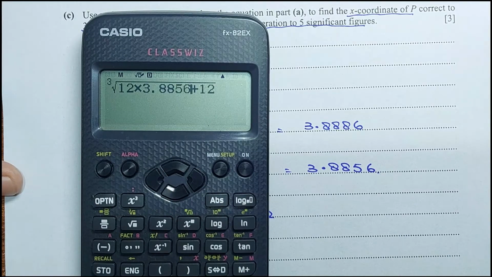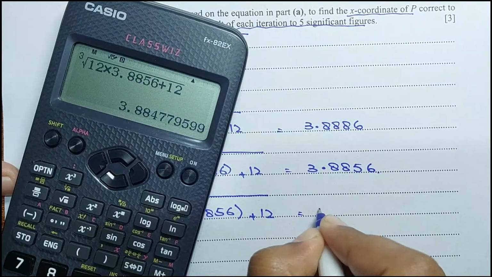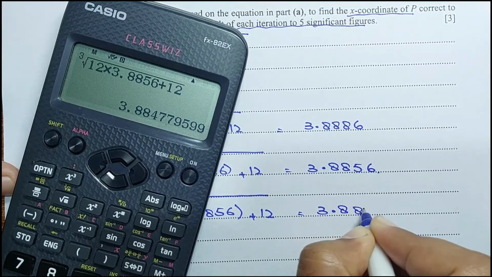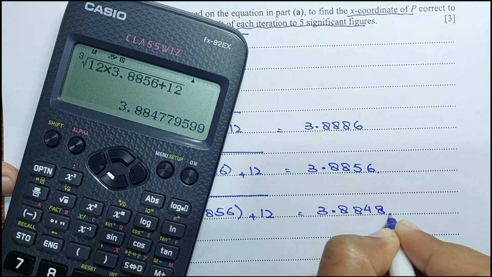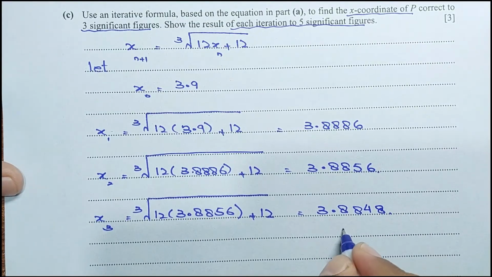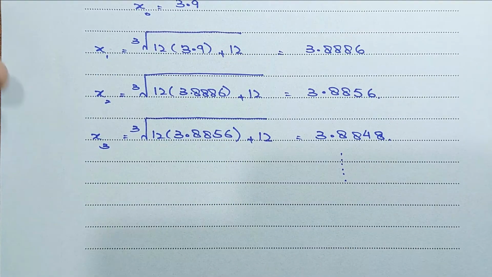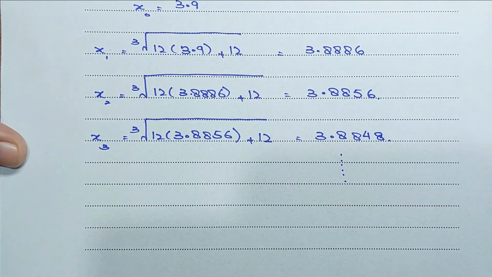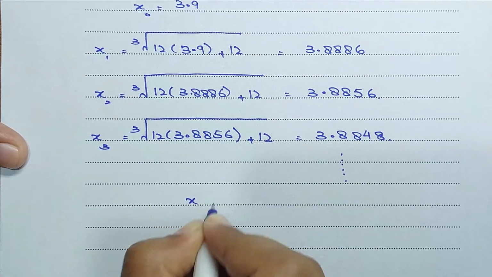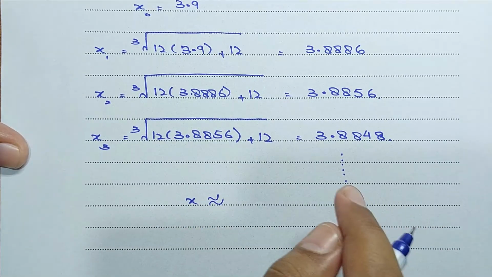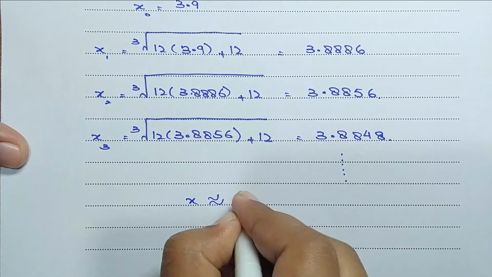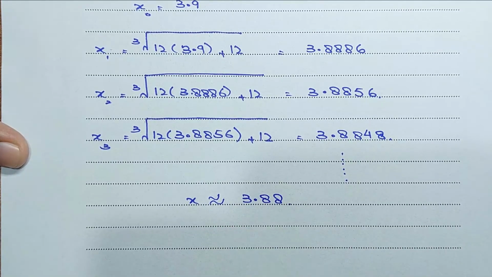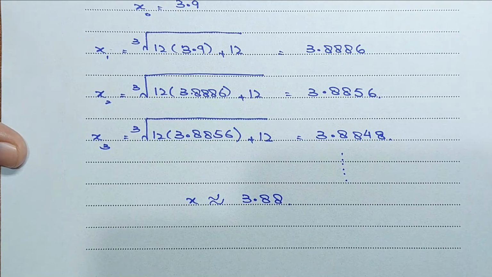3.8856, sorry, 5 and 6. This would be equal to 3.884 and 7 rounds to 8. Yes. Okay. Now we can easily guess the x coordinate of P up to 3 significant figures. This is approximately 3.88. Yes. And it must lie between 3.8 and 4.0.